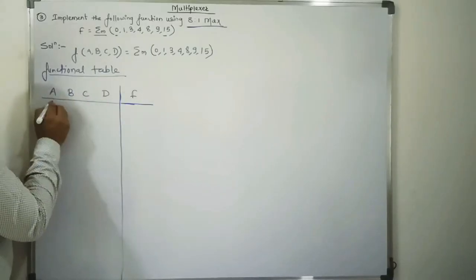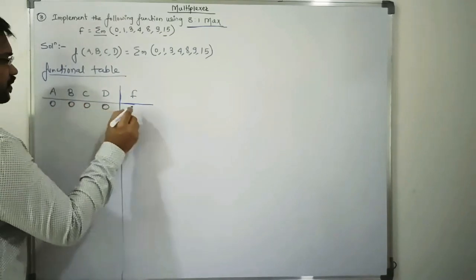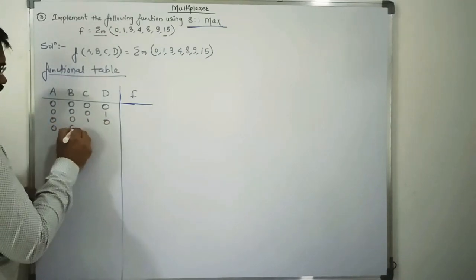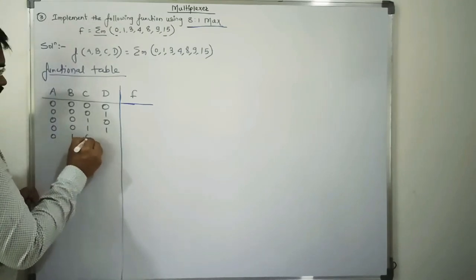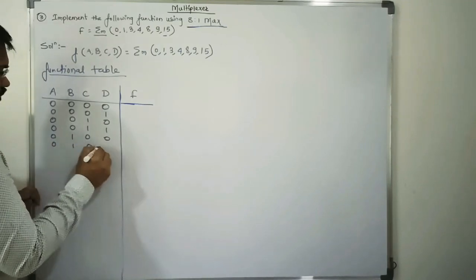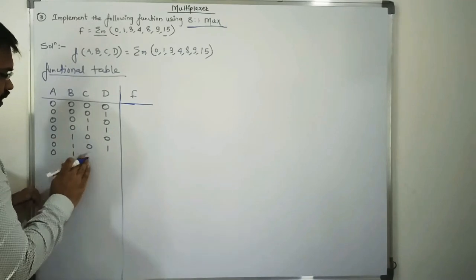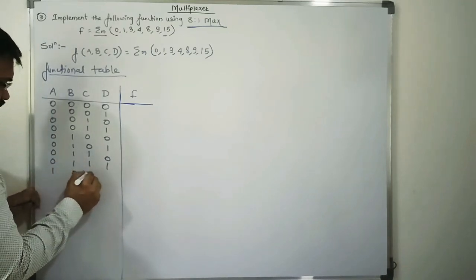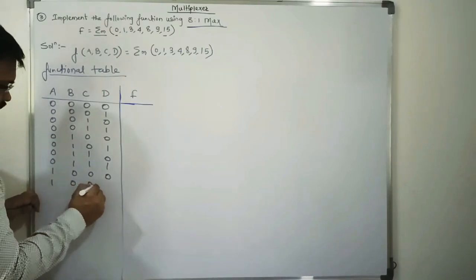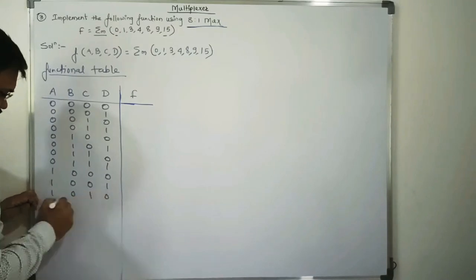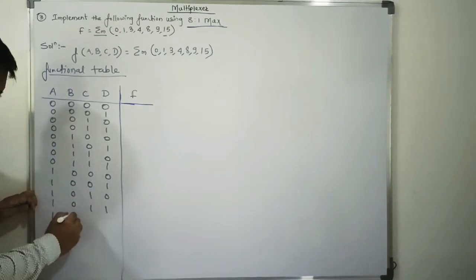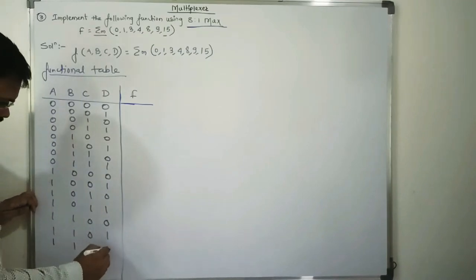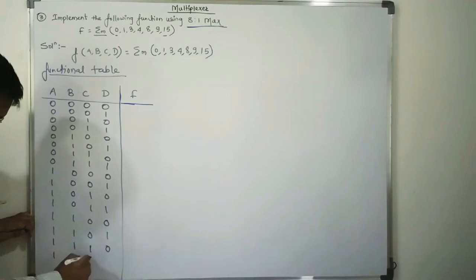Here the table starts with 0 0 0 0, 0 0 0 1, 0 0 1 0, 0 0 1 1, 0 1 0 0, 0 1 0 1, 0 1 1 0, 0 1 1 1, 1 0 0 0, 1 0 0 1, 1 0 1 0, 1 0 1 1, 1 1 0 0, 1 1 0 1, 1 1 1 0, 1 1 1 1.